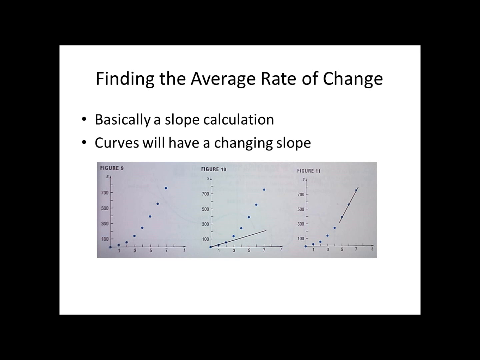So if we take a look at some pictures from the text, we see a nice set of data that creates a nice smooth curve, probably quadratic, and they've drawn in an average rate of change at the beginning of the curve and an average rate of change at the end of the data. As you can see, it starts out with a very low positive slope and it ends with a much higher positive slope. So you're going to have to get used to the idea of the slope changing. Now that's pretty unusual because in straight lines that slope doesn't change, but now we're talking about curves.